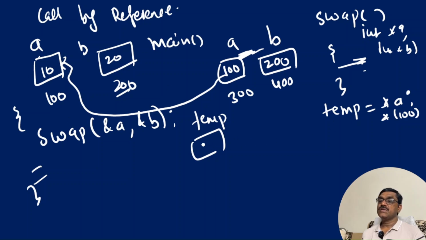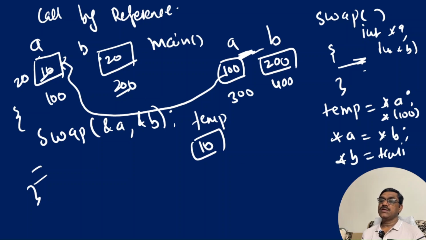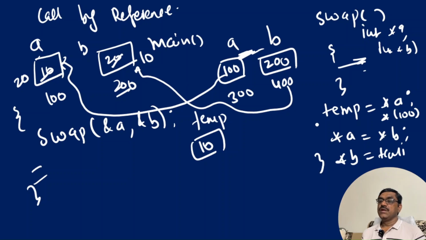Now temp equals star A means, what is the value of temp? 10. Next, we said star A equals star B. Star A means this location, and star B means 20. So this is changed to 20. By using the pointers, we are changing the values of A, B which are in the main. Next, star B equals temp. The temp value 10 replaces the value here. So if you observe, A, B of main are now 10, 20.